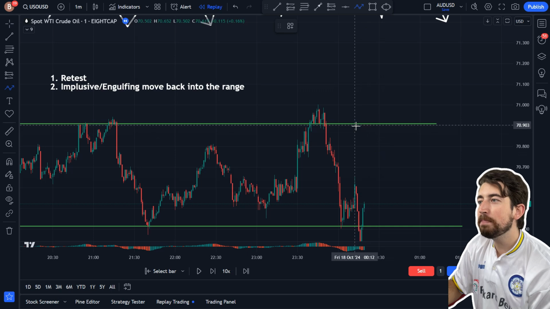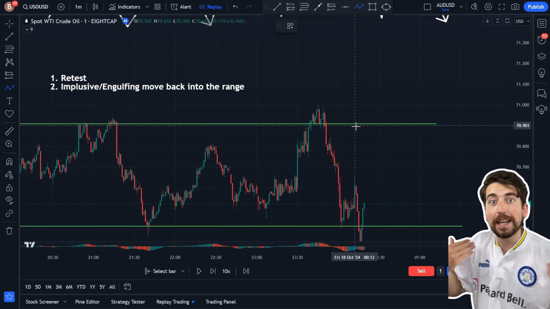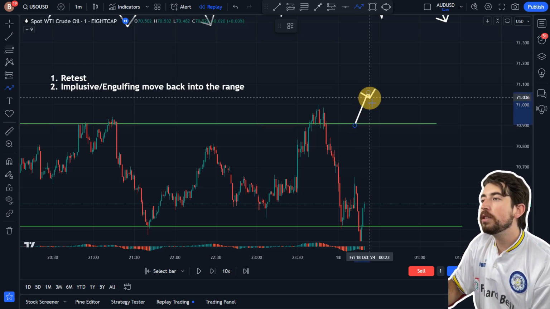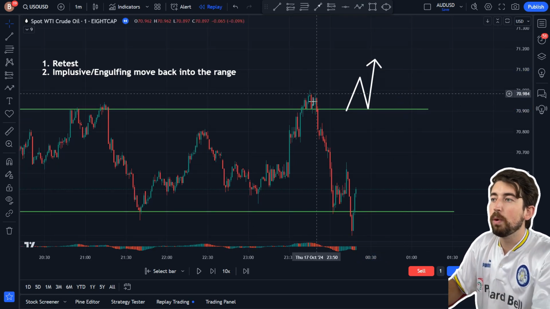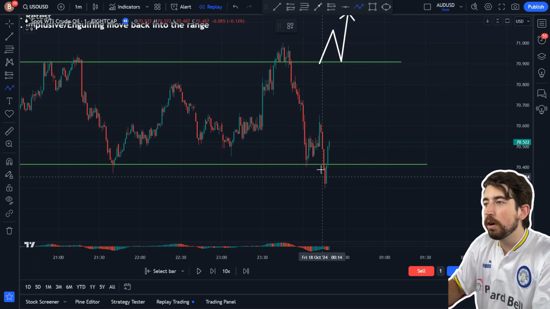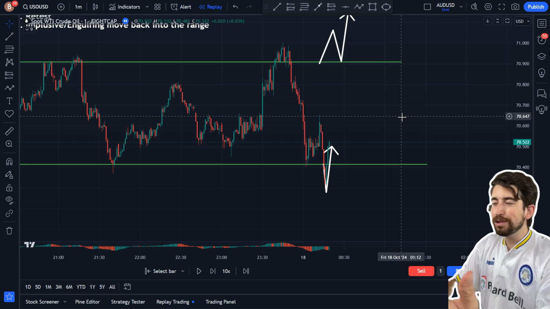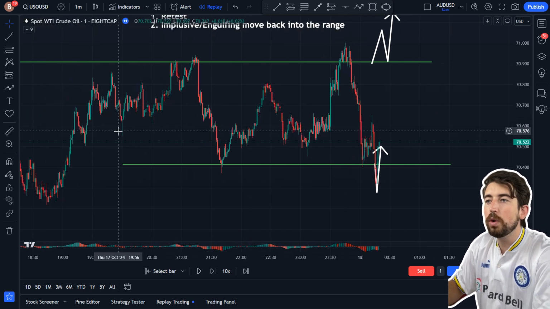So if it does break out of these lines that I've drawn, which because I've drawn them and I'm a human, I can mess up, right? Doesn't mean that it is right. I want it to come down, hit here, and have an impulsive move. That's what I want. This didn't happen. What's happening right now? Yes, it's broken through, but guess what? It just came straight back up. There's no retest. There was no impulsive move the other way. That's not what we're seeing.